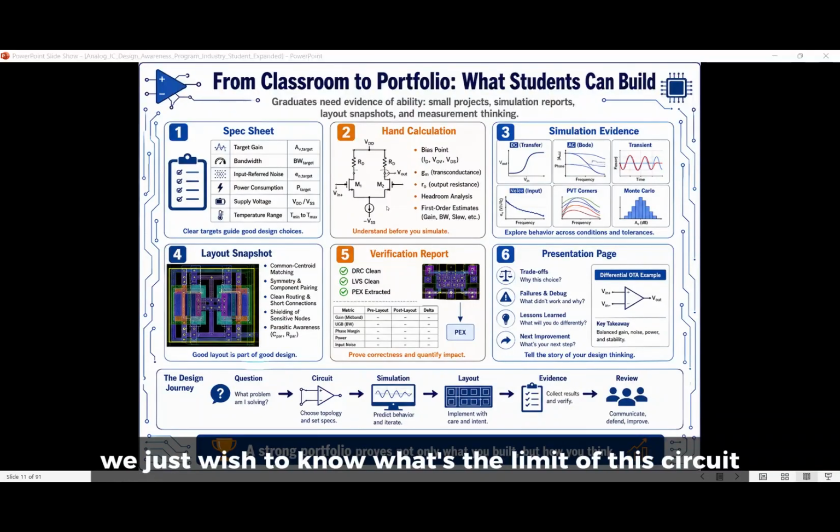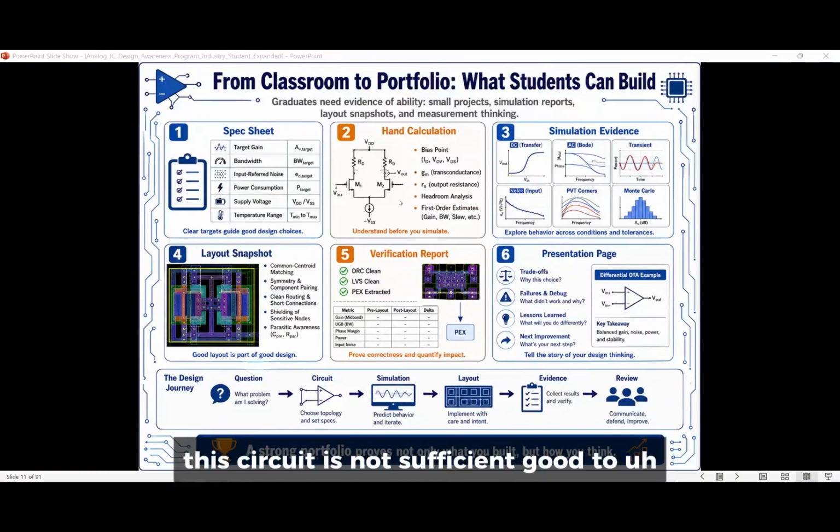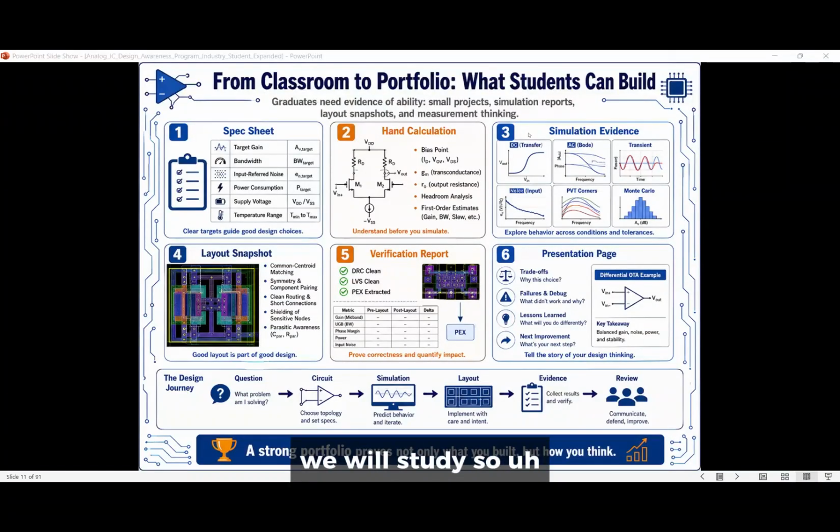We just wish to know what's the limit of this circuit, and if the spec already reaches the limit of this kind of circuit, this circuit is not good enough for us. So we have to think about other ways, like the cascode, right? Or other topology, right? So the simulation evidence will tell us what we should get and what we can observe from the EDA tools, like the transfer function, right? Transfer function, sometimes we will study.